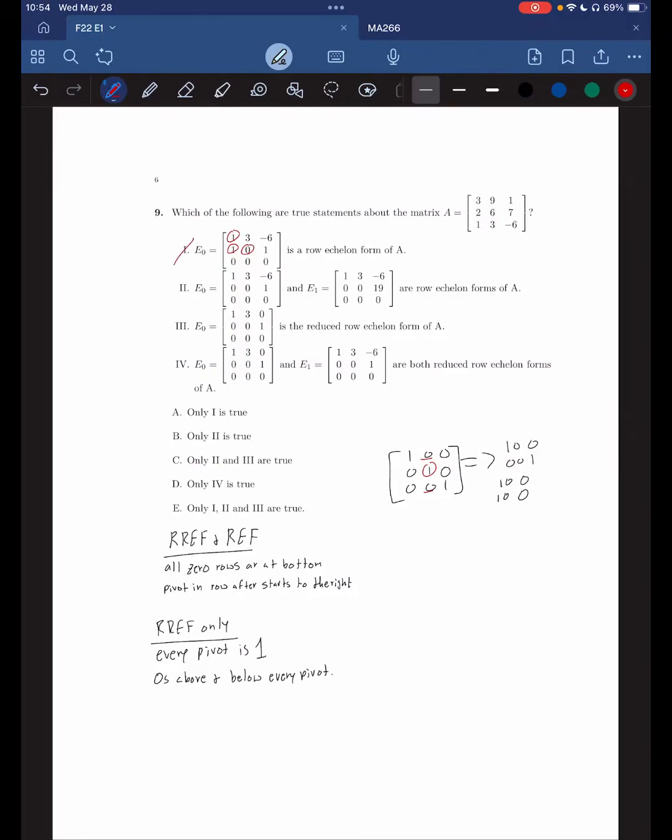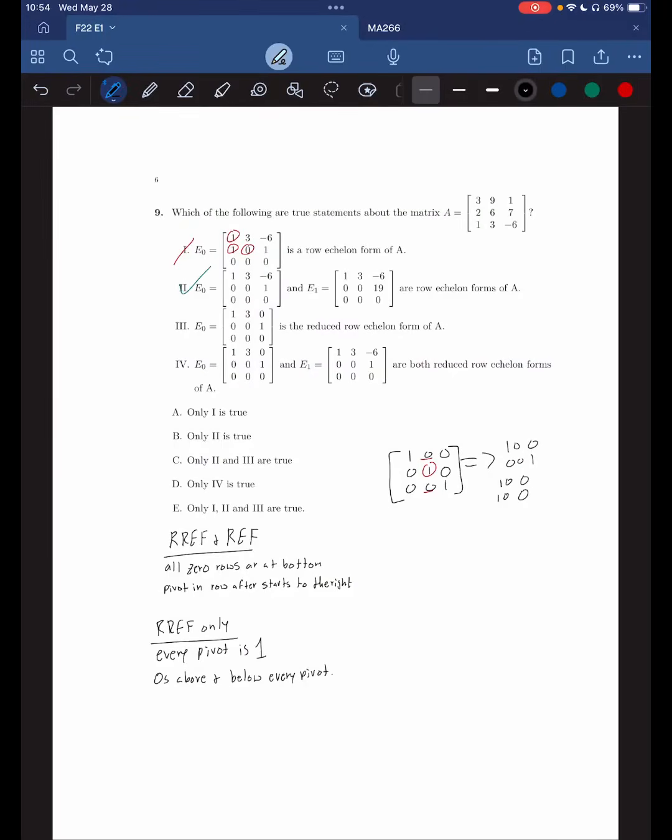E naught and E1 are these two. This one is actually true. As you can see, all zeros are at the bottom, and the pivot starts to the right of the first pivot. So 2 is actually true.